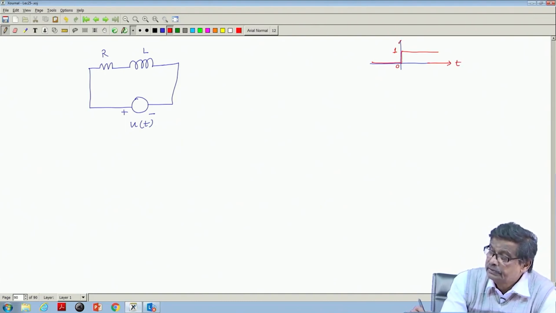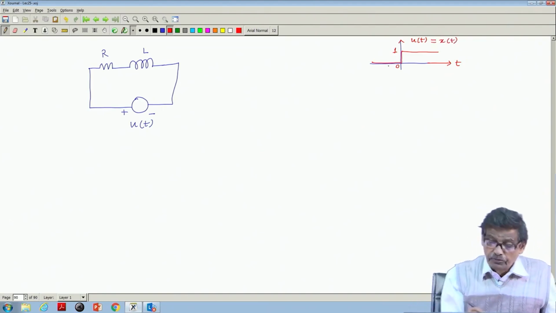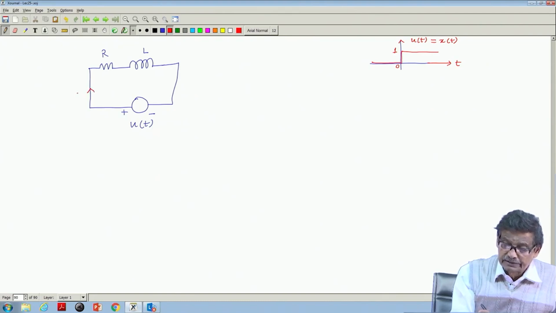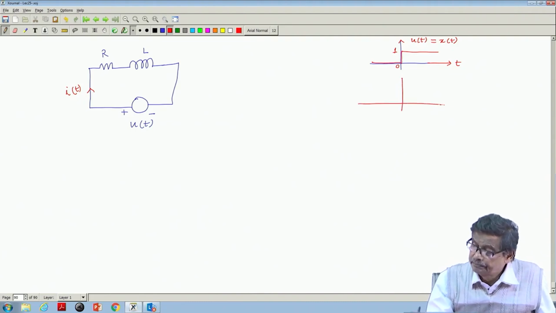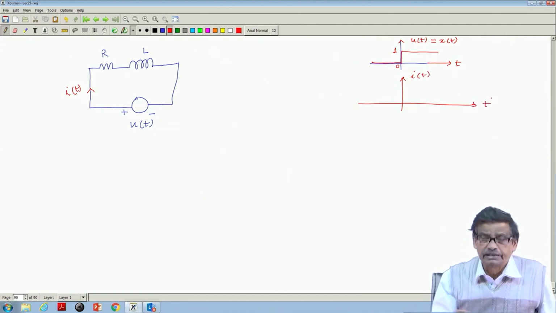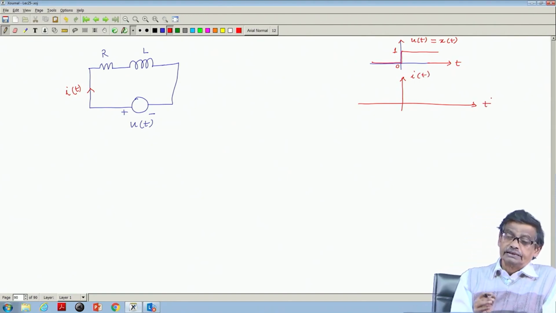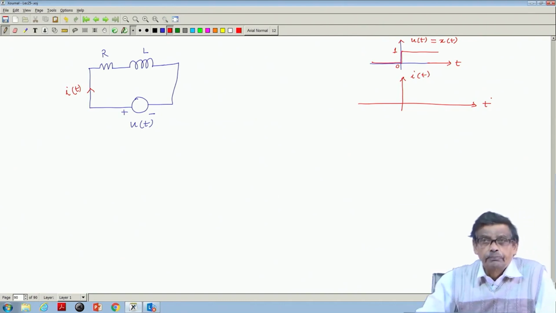This is u(t), and this happens to be your excitation x(t). I want to find out what will be the current in this circuit. Now, try to follow me very carefully. So, I want to sketch i(t). This result is already known by classical method, but let us try to apply the rule in the Laplace transform domain.